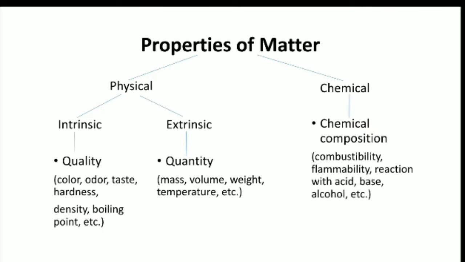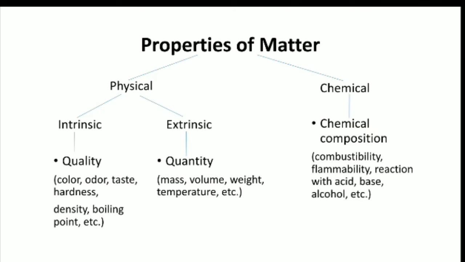Extrinsic properties, on the other hand, have something to do with the quantity of matter, such as mass, volume, weight, temperature, and many others. So you will see that most of the intrinsic properties are distinct characteristics of matter. For example, what is the distinct odor of water? What is the distinct odor of oil? What is the distinct odor of urine? So you can tell by odor if that substance is urine, oil, water, or any other substance.